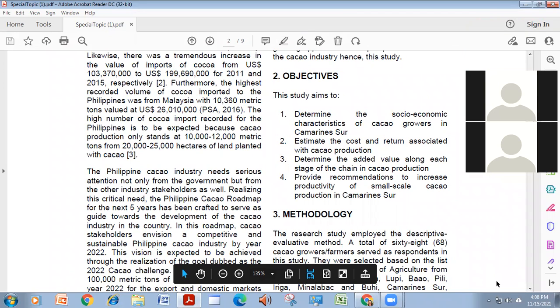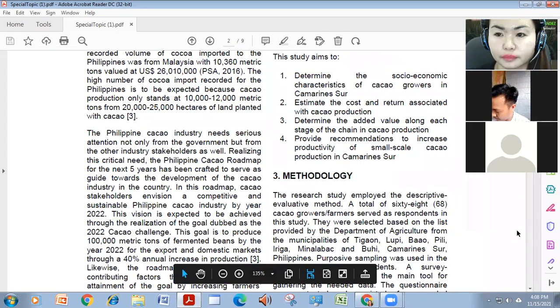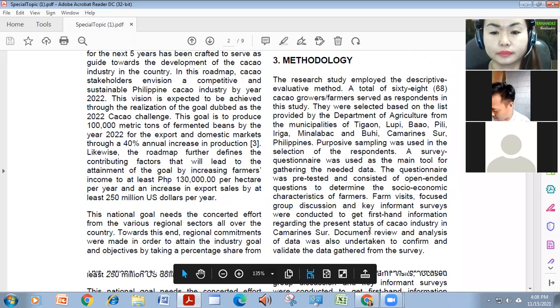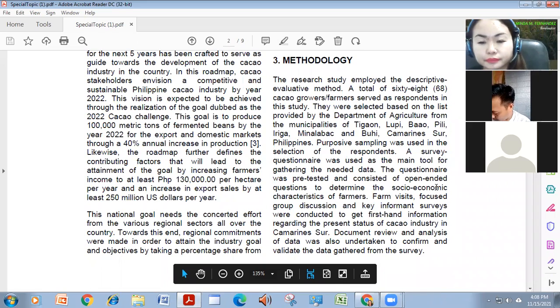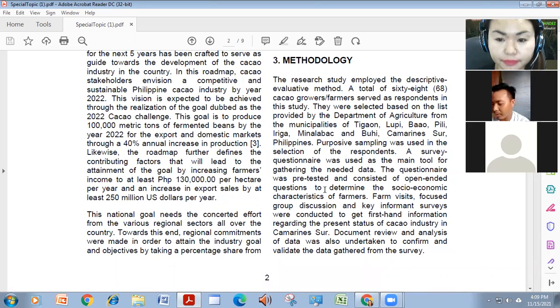About the methodology: the method they used is the descriptive evaluative method. The respondents were 68 cocoa grower farmers.